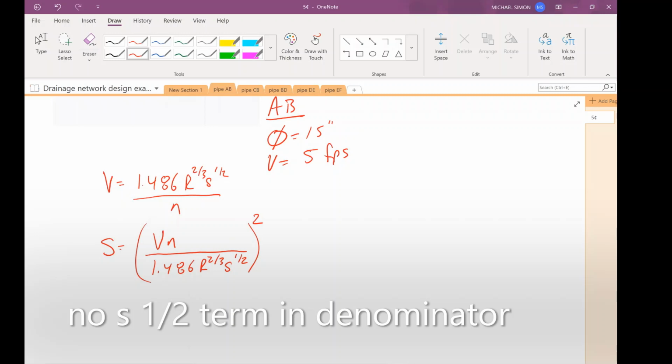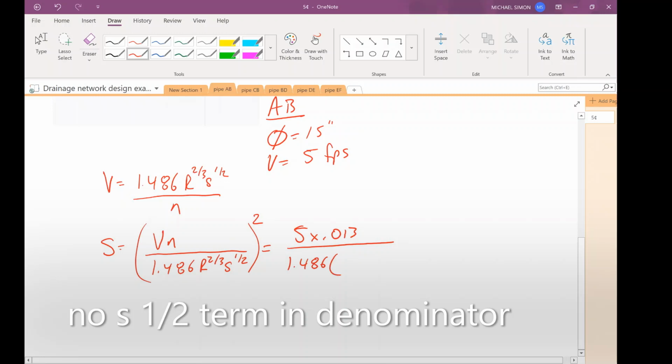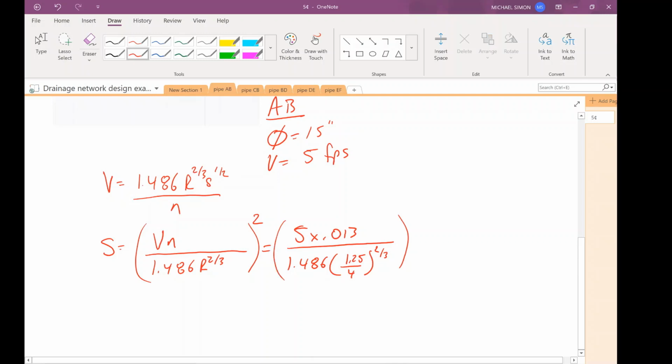Welcome back. Slope. So this will be 5 times 0.013 over 1.486 times the hydraulic radius, 15 over 12, 1.25, over 4, to the 2/3, and all that will be squared. So that gives me 0.0090. Okay, pretty close to what we had, 0.008, so that's good. That's my slope.